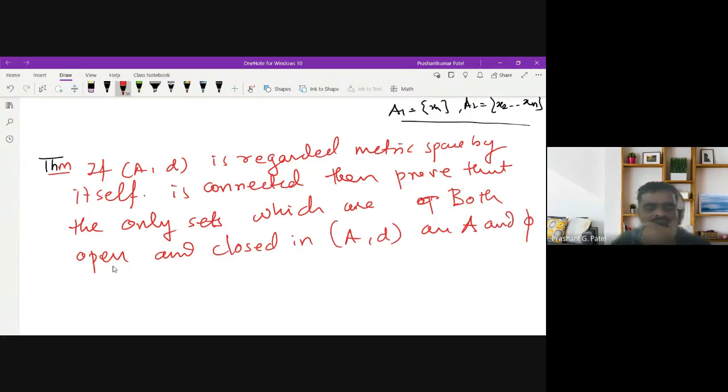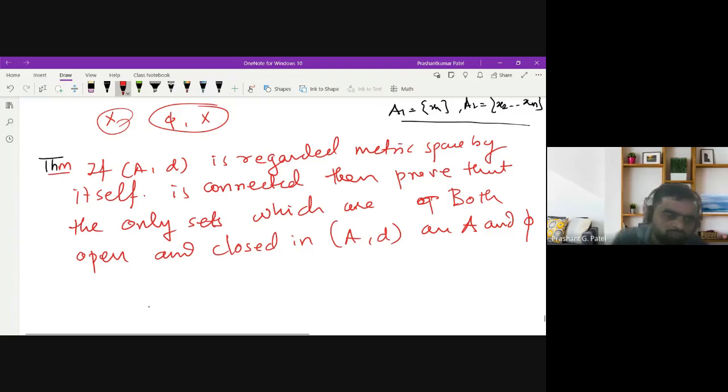We know that in any metric space X, phi and the entire set X are open as well as closed. But what does this statement say? This statement says that if you have a connected set, then there are only two subsets which are both open and closed, and they are the set itself and the empty set. There is no other set which is both open and closed.